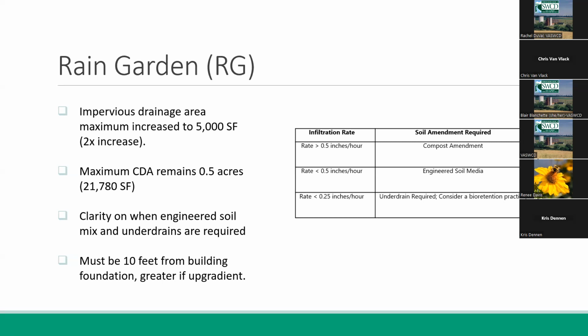We clarified when engineered soil mix and under drains are required in this nice chart, also in the manual. So when your infiltration rate is greater than 1/2 inch per hour, compost amendment is fine. If it is less than 1/2 inch, you're going to need an engineered soil media, and under 1/4 inch under drain, maybe you need a bioretention. Maybe this isn't the right site for a rain garden, those kind of things.